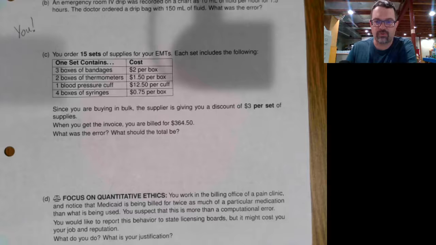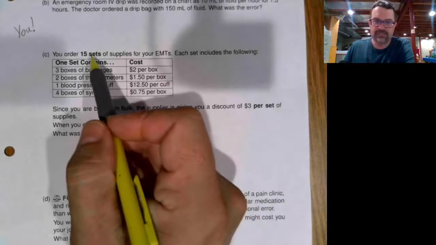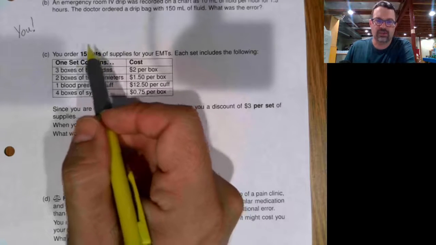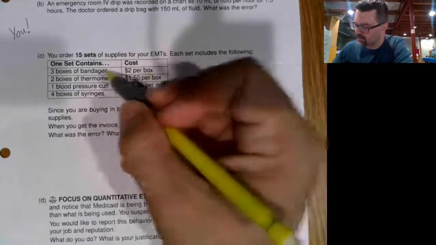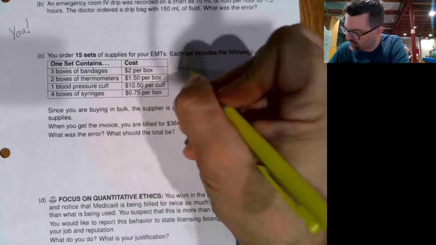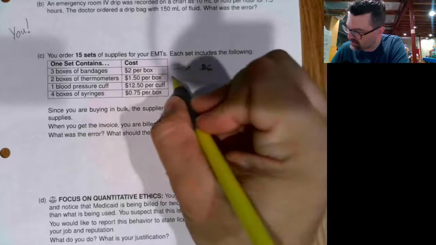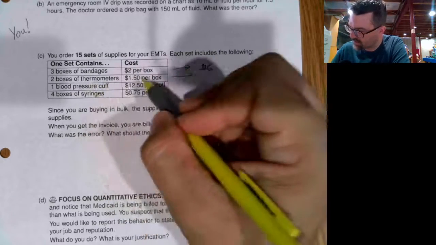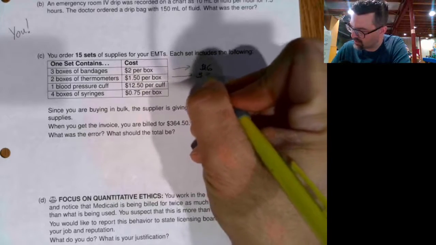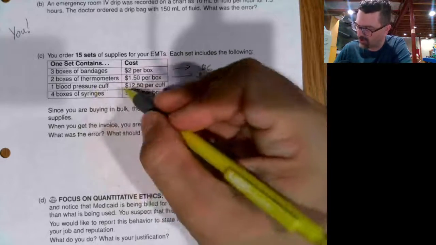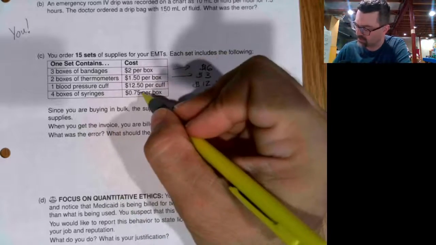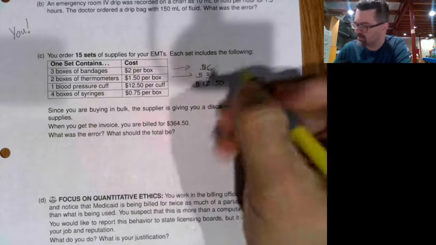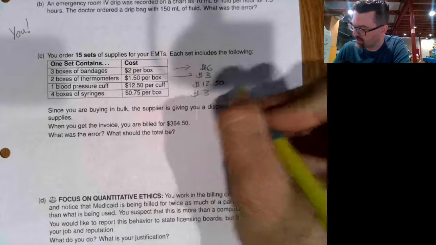And maybe we should do it correctly to try and figure out what that error was. So if we do it right, well, we have 15 sets, but we need to know what one whole set costs, and then we can figure out our bill. All right. So 3 boxes of bandages, $2 a box. That's $6. 2 boxes of thermometers at $1.50 each, so that's $3 for those. 1 blood pressure cuff, and there's only one of those, so $12.50. And 4 boxes of syringes, 75 cents a piece. That works out to $3.